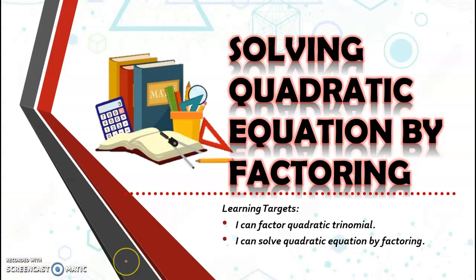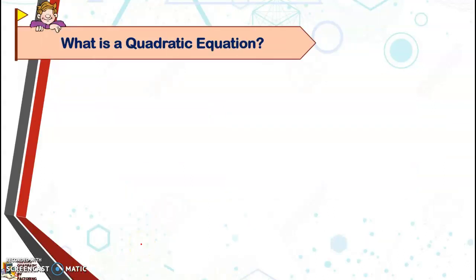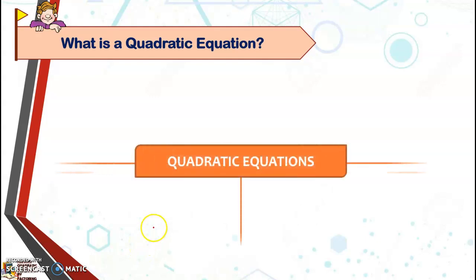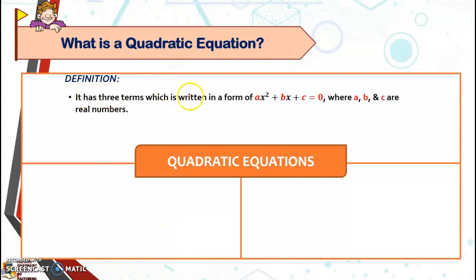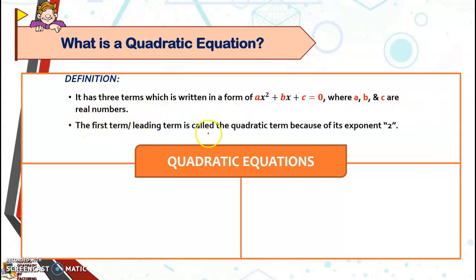Before we proceed to the main lesson, let's have first a short review on what a quadratic equation is. Again, a quadratic equation is an equation which is written in the form ax squared plus bx plus c equal to 0, where a, b, and c are real numbers. The first term is what we call the quadratic term because of its exponent 2, and the degree of the polynomial is 2.